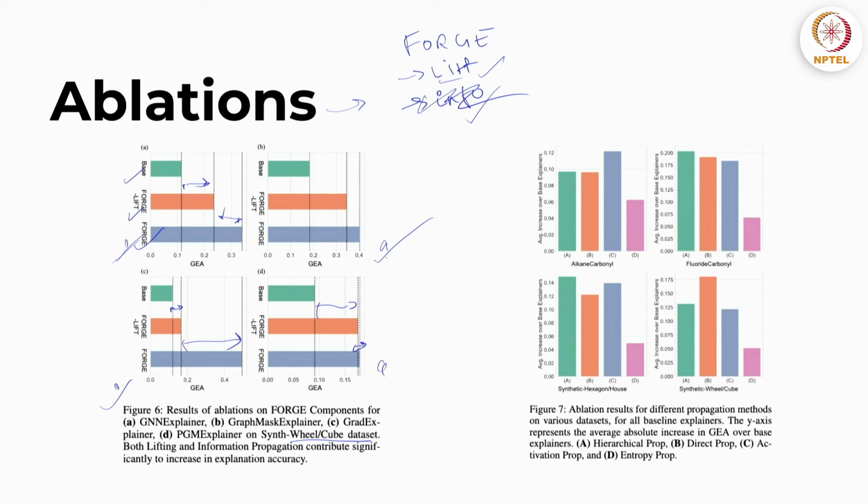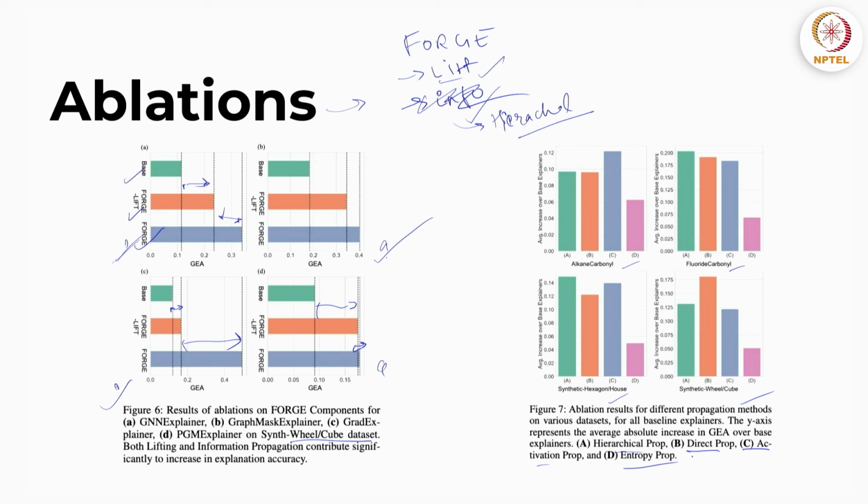The other ablation that we tried is, if you remember, the infoprop algorithm had the name hierarchical propagation on it. So we introduced different types of propagations as well in order to see which type of propagation is the best. We have the ablations here for different data sets. And what we find is that no one method consistently outperforms. Here, A is hierarchical prop, B is direct prop, C is activation prop, and D is entropy prop. These are just different variants of propagation that we were testing.